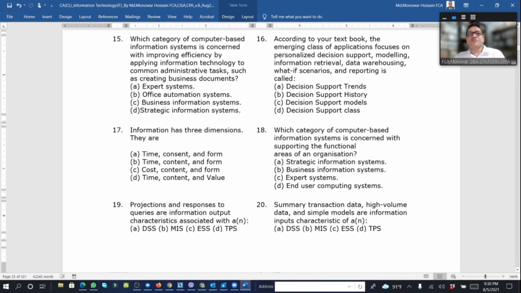Which category of computer-based information system is connected with improving efficiency by applying information technology to common administrative tasks, such as creating business documents? Expert, office automation, business. So it should be automation. The answer is office automation system.